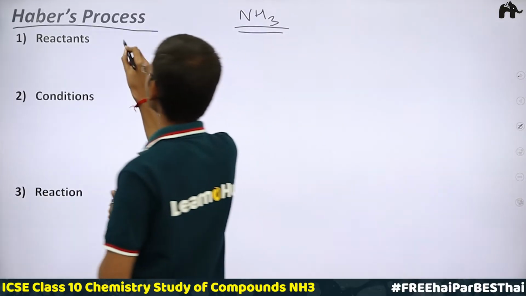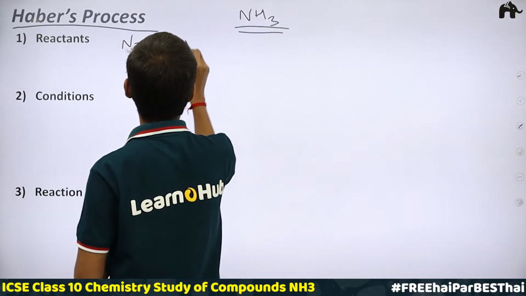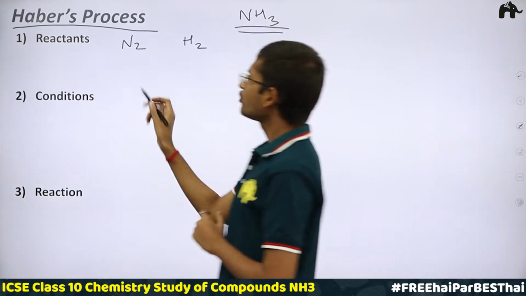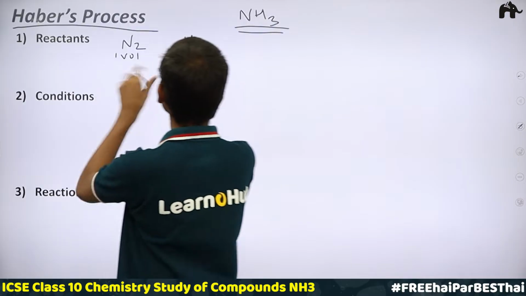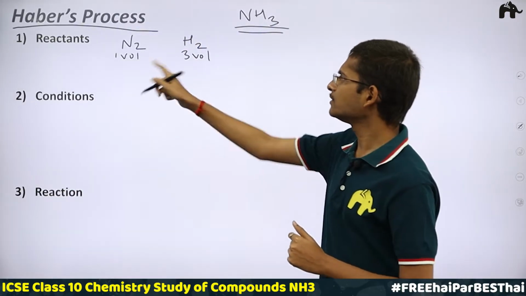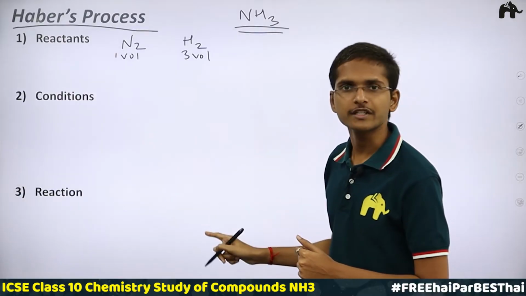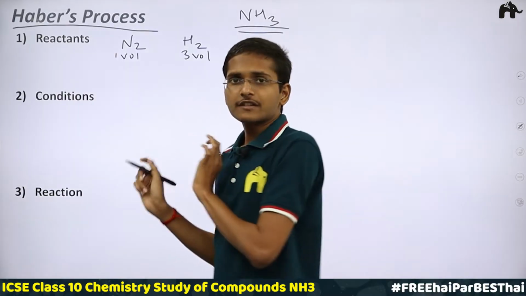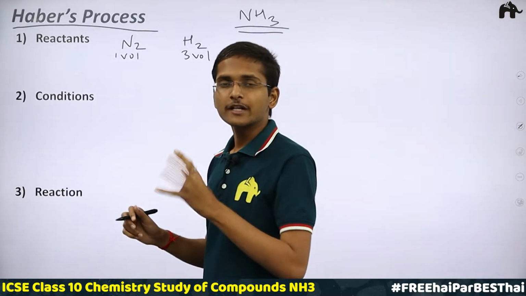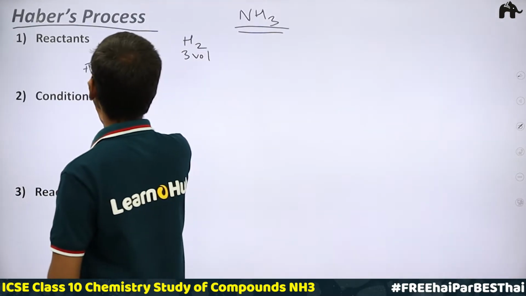Very simple reactants. First of all, we are going to use nitrogen and hydrogen gases. And we are going to use 1 volume of nitrogen and 3 volumes of hydrogen. Very specific. You would come to know this thing from the reaction itself. Now another interesting thing, the source of nitrogen. So we are going to obtain the nitrogen by doing fractional distillation of liquid air.